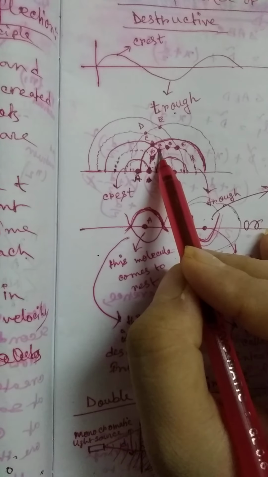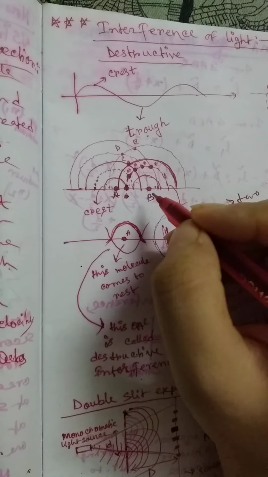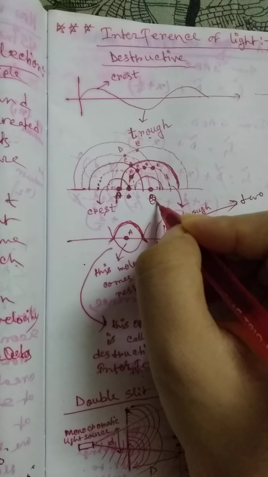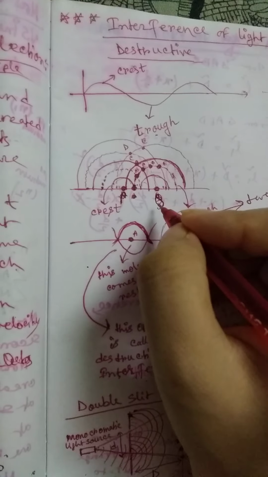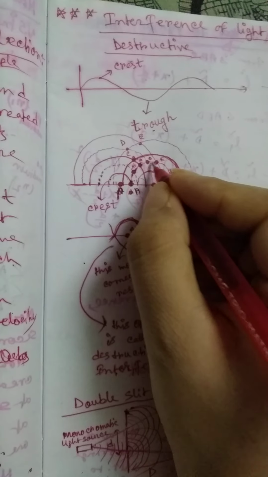Sorry, just change this: P source and Q source. Okay, this is P source and Q source, and this is A point. This is A point, B point, C point, D point, and E point.